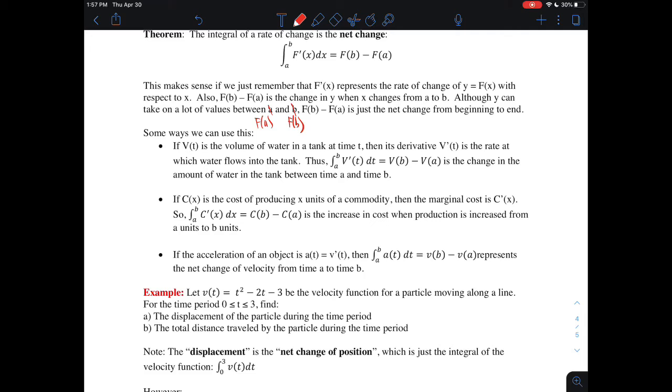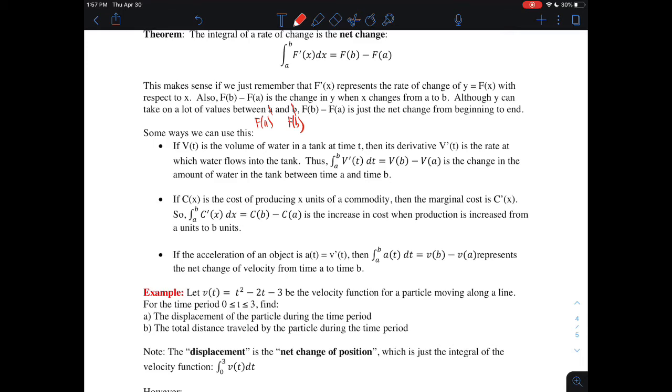Thus, the integral from a to b of v prime of t dt is equal to capital V of b minus capital V of a, which is simply the change in the amount of water in the tank between the two time periods a and b.